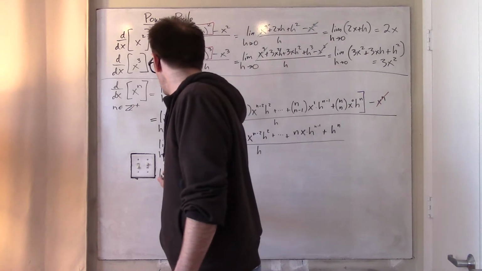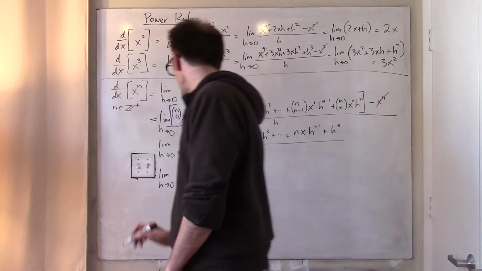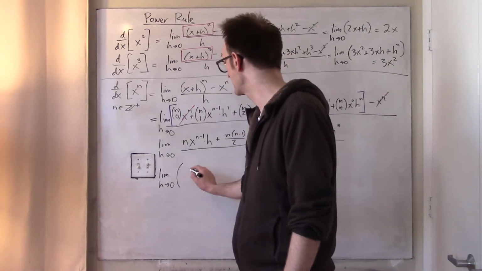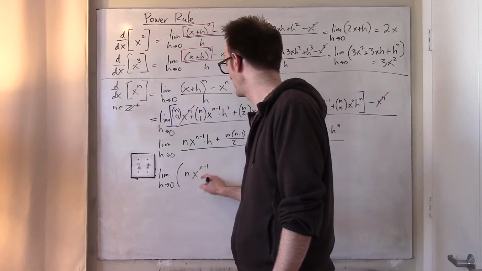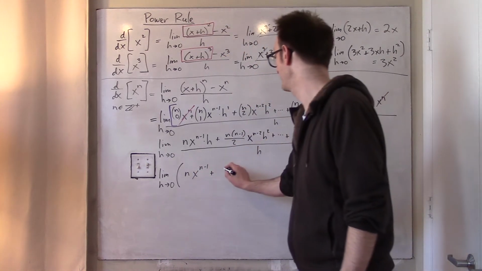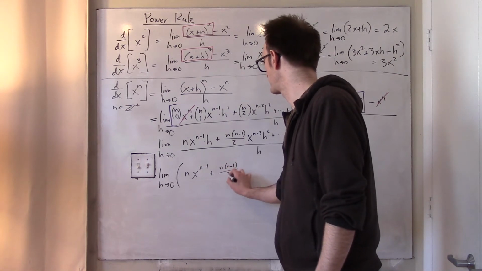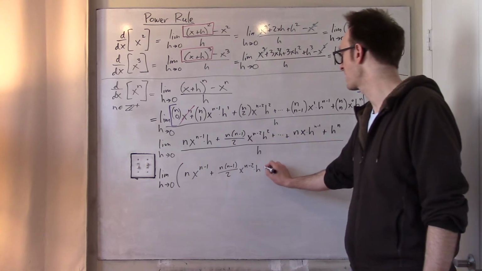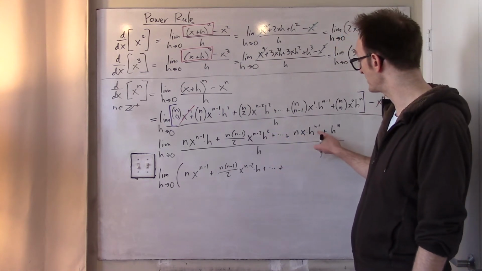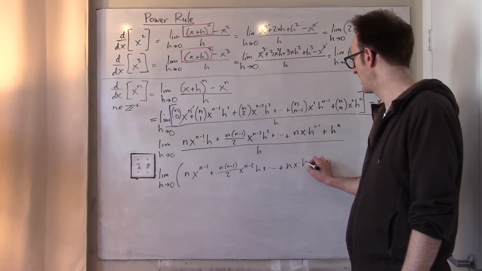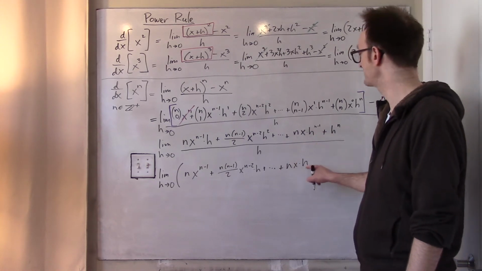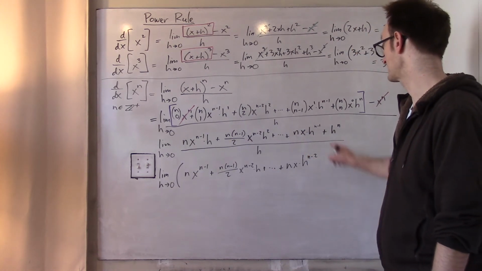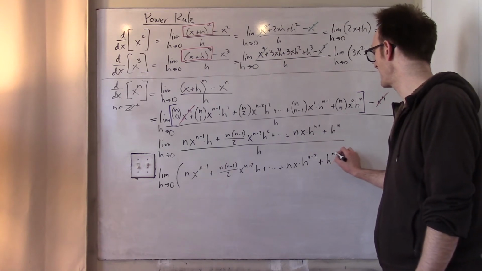And so, finally now, I will divide through by h. And when I divide through by h, what do I get? I get n x to the n minus 1, plus n minus 1 over 2, x to the n minus 2 times h. I took one h out of this. A bunch of other terms, which are still going to have h's in them, n x times h to the n minus 2, because I'm dividing by h, plus h to the n minus 1.